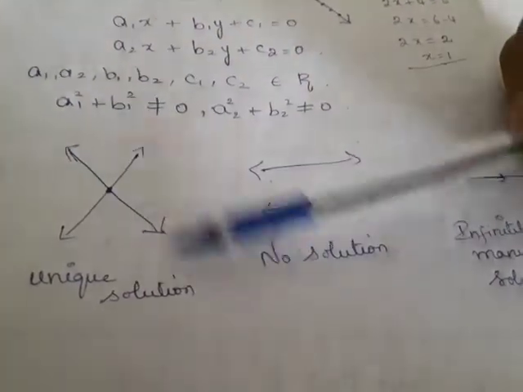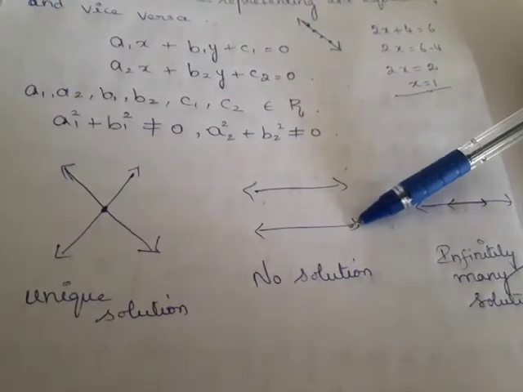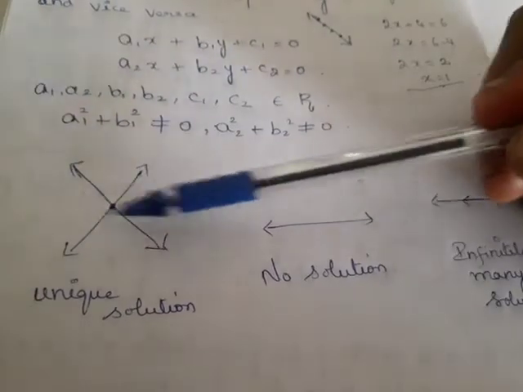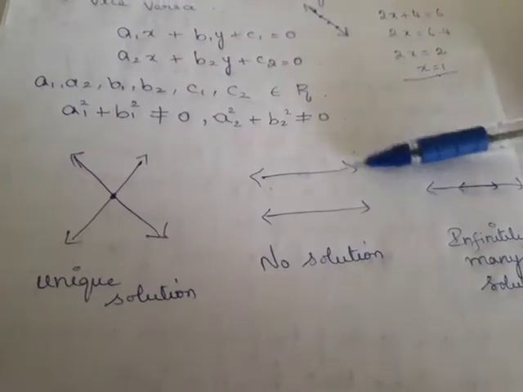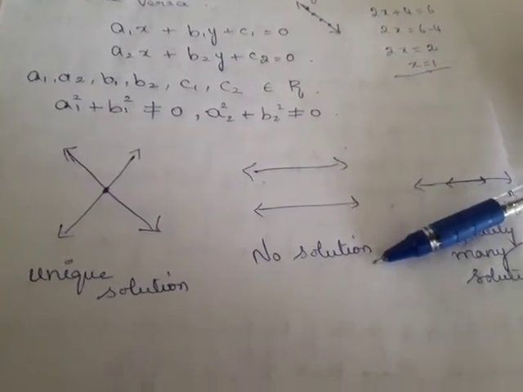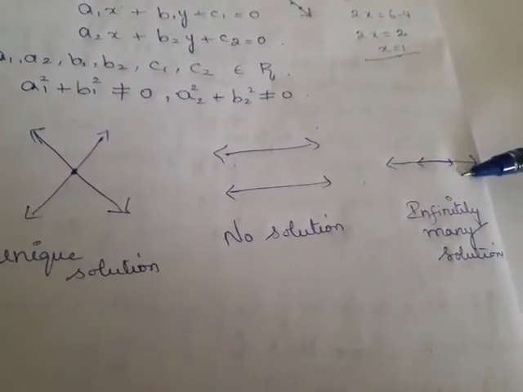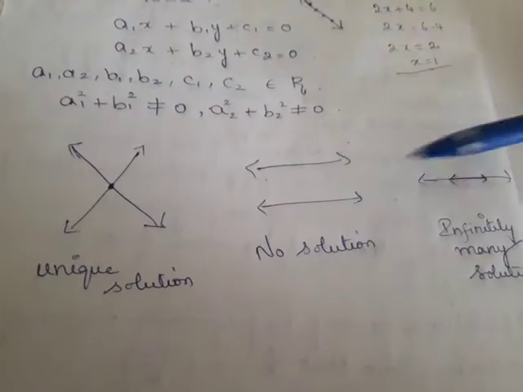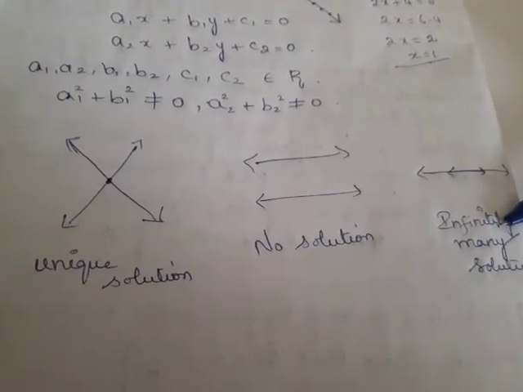Either the 2 straight lines can intersect at one point, or the 2 straight lines do not intersect at all, or you can get 2 straight lines one over the other, one line like this, the other line like this. So if they intersect at one point, it has a unique solution. If they do not intersect, then the pair of equations does not have any solution. Parallel lines. If one line coincides with the other line, then it has infinitely many solutions. So these are the only 3 cases which can occur if we draw a pair of straight lines on the same graph, right?